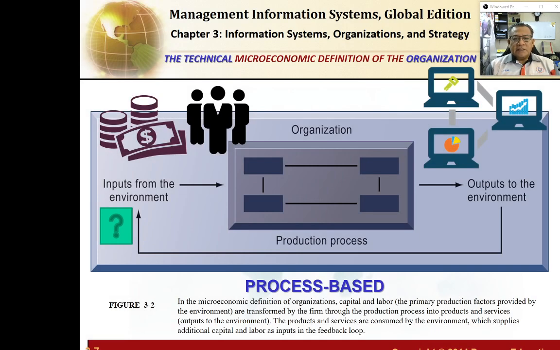Okay, here is the diagram that shows the interrelationship between the organization, right? And it is basically related to output, production process, and also input. So this is basically the technical perspective, the first definition that we discussed earlier. So in the technical perspective, it is based on the process, the working process, right?